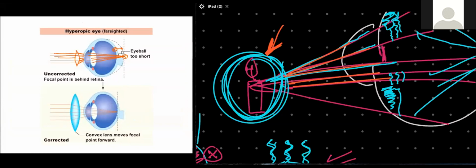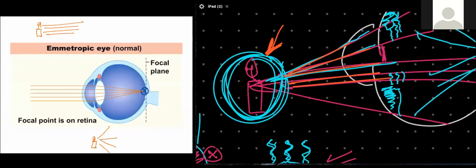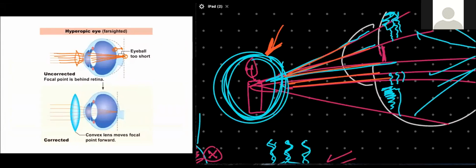Which one is going to be easier to converge? The parallel rays or the divergent rays? So it's going to be easier for him to converge the parallel light rays. That's why the other name for the disease is going to be far-sighted vision. Because it's easier for him. He sees better a far object.